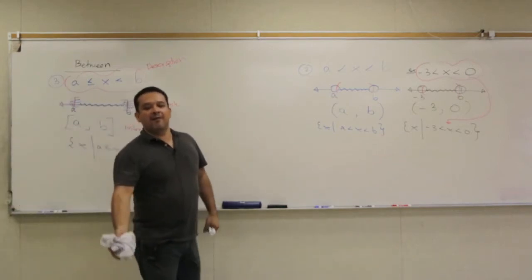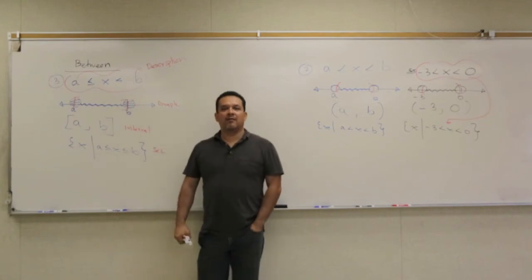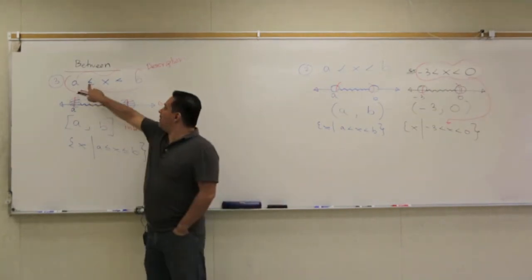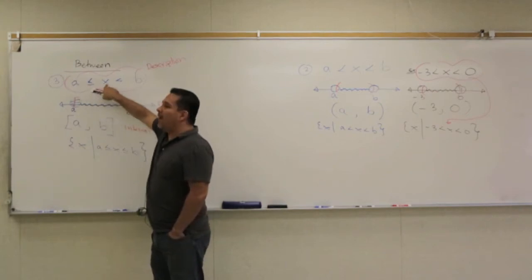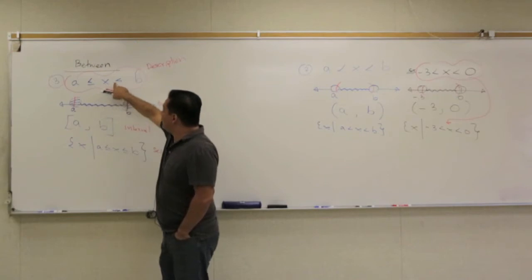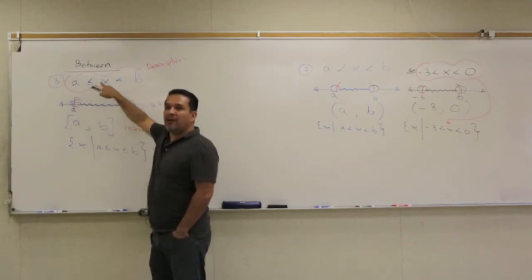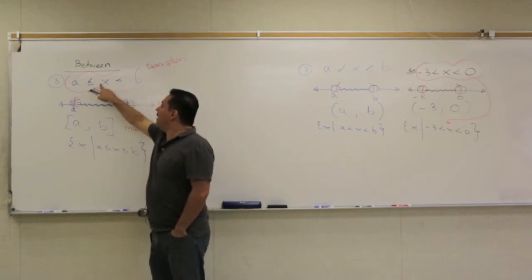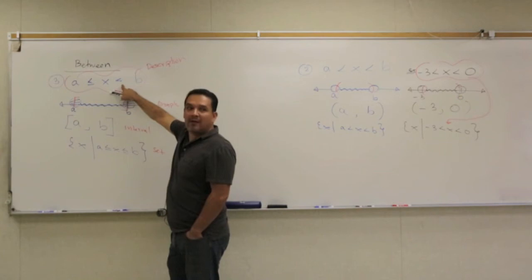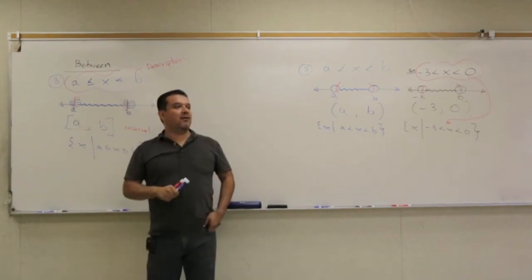Does anybody see anything different? What's the difference? One is less than. This is A is less than or equal to X. And what do you see here? Which means X is strictly less than B. Our X is between the two numbers A and B. In this case, X can possibly be equal to A. And in this case, what? X is not A.